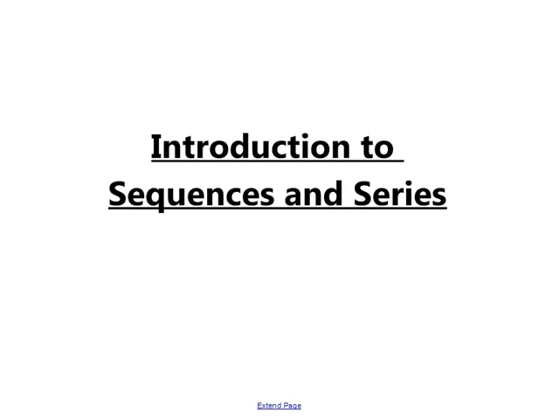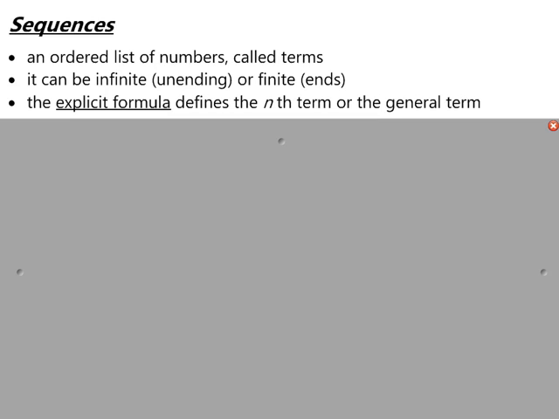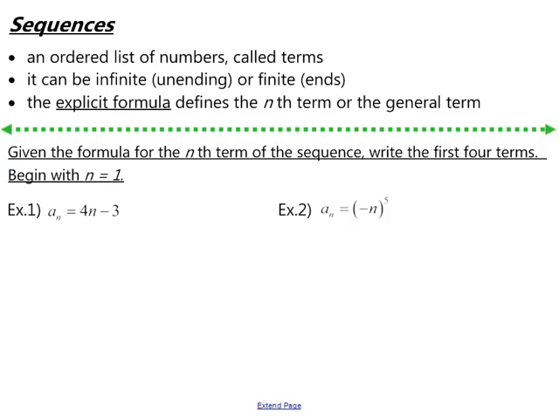Introduction to sequences and series. A sequence is an ordered list of numbers called terms. It can be infinite, which means unending, or finite, which means it ends. The explicit formula defines the nth term or the general term. Let's look at a couple examples.